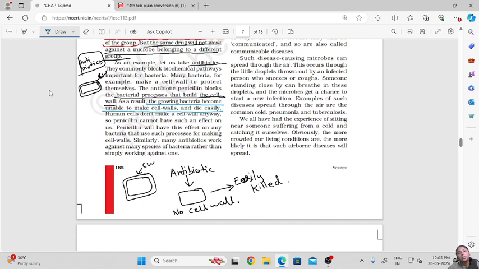Now humans do not make a cell wall, so human cells or animal cells do not have a cell wall, so this penicillin cannot have any such effect on us. So it will not affect us because we do not make any cell wall.